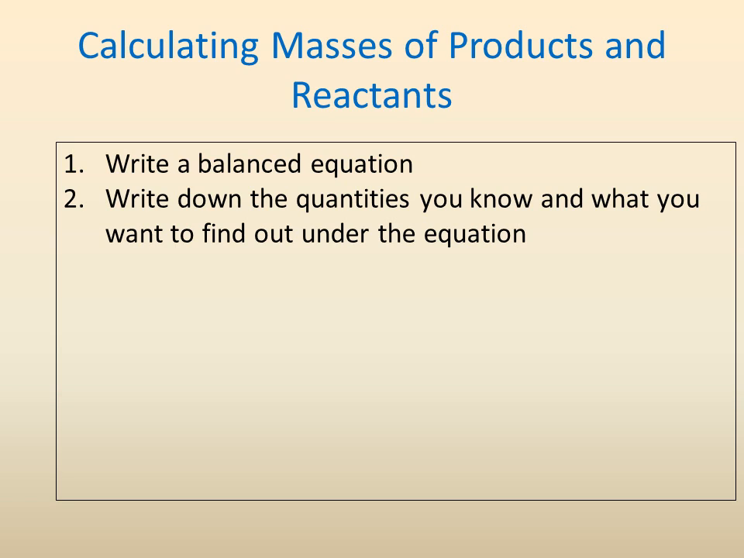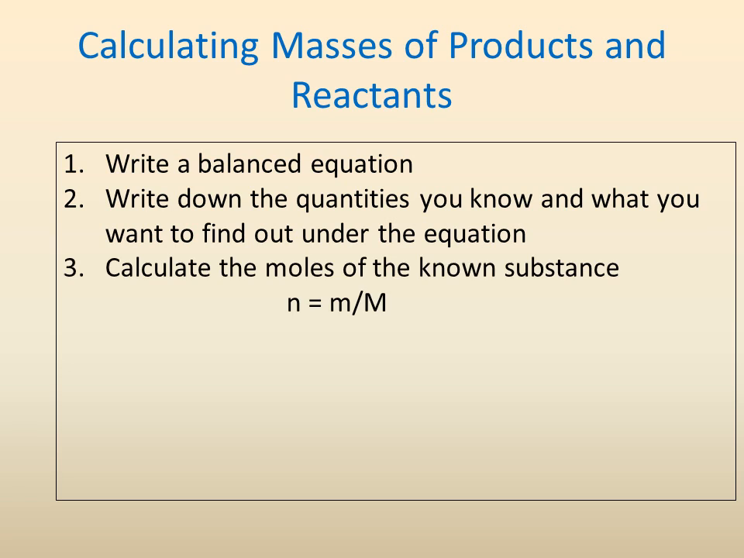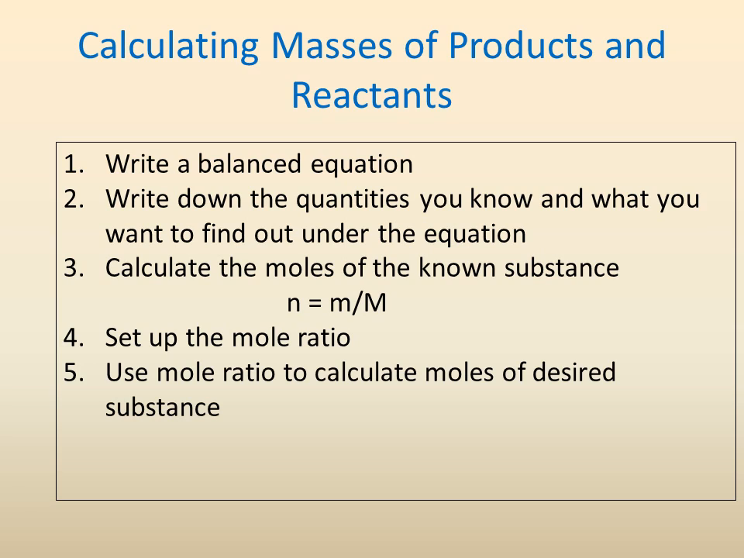Generally, if you write it down underneath the equation, you can see exactly what it is that you know, and you can see exactly what it is you want to find out. The third step is to calculate the number of moles of the substance that we know. We do this using our formula of mass divided by molar mass. The next step is to set up our mole ratio from the substance that we know to the substance that we want to find out.